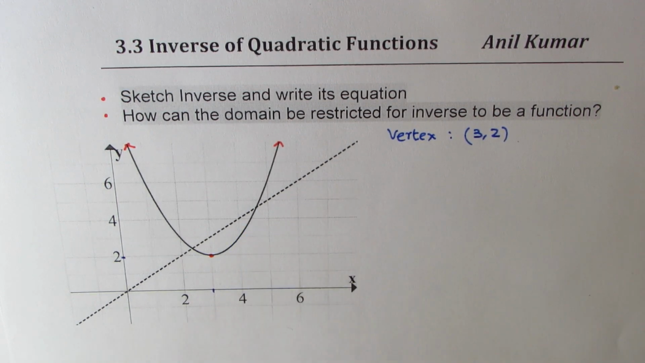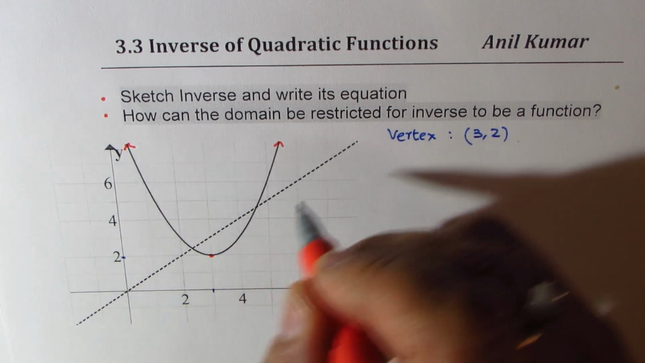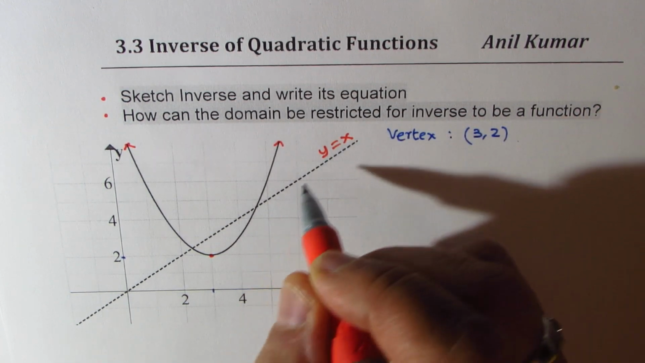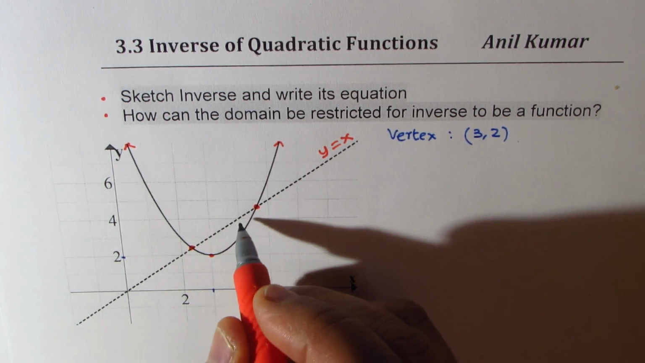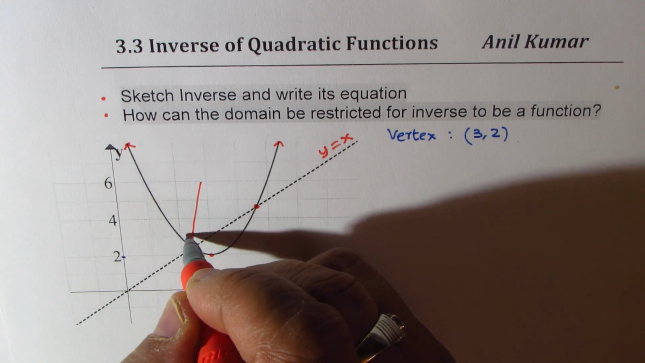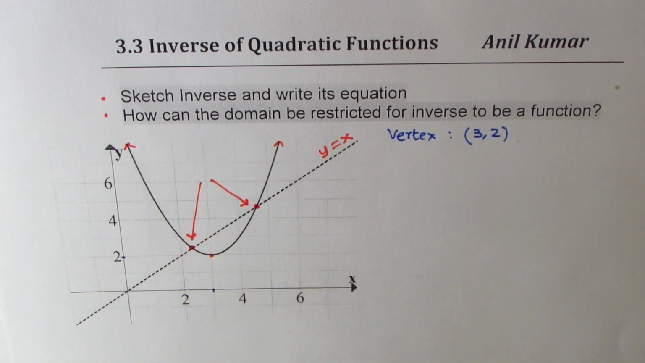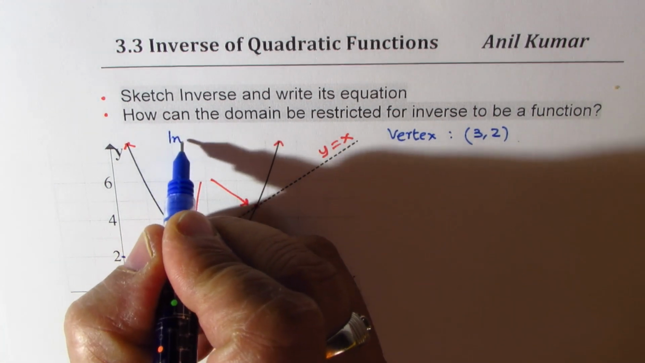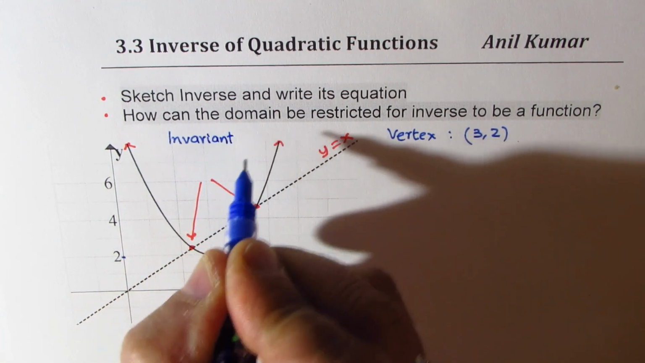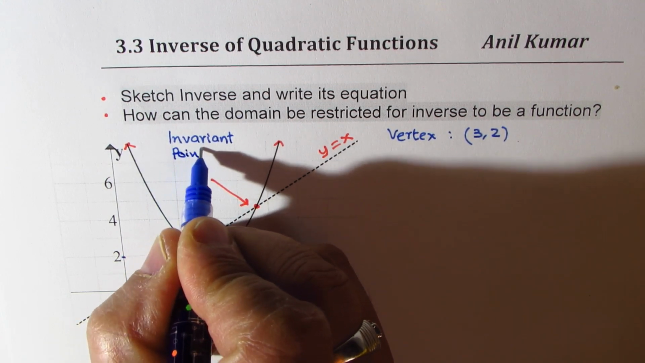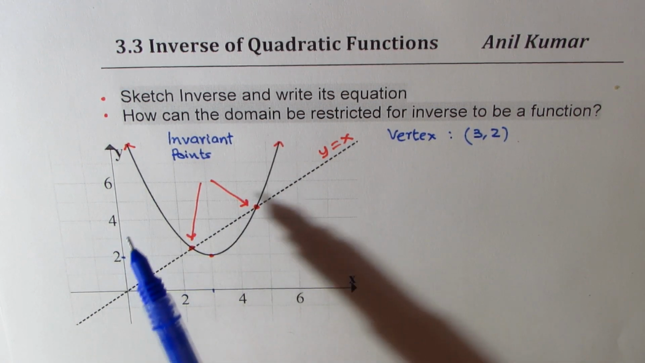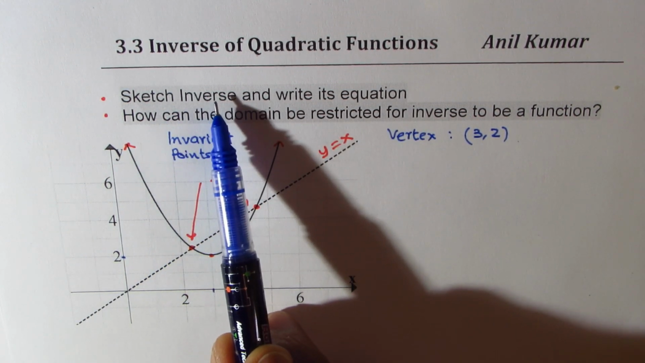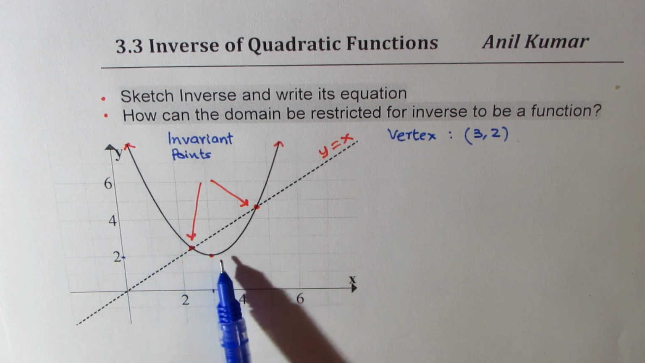Now we also see that there are two invariant points. So we have sketched a line which is y equals x. The line crosses the parabola at 2 points, and these 2 points are invariant points. So let me write these two as shown here as invariant points. That means these 2 points will be common on the function as well as the inverse of its function, right? To sketch the inverse of a function, we have to reflect on y equals x.